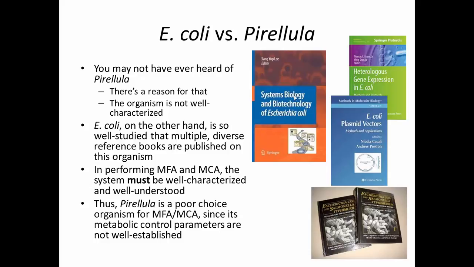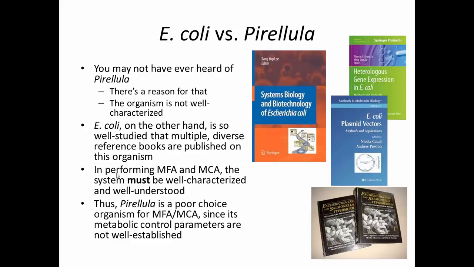But diverse reference books are devoted to, in this case, these black books here are talking about all the different pathways, metabolic pathways, that are present in E. coli. And there are a bunch of books that are published on E. coli, like how to manipulate E. coli, and different manipulations that have been done and will be done in E. coli. So there's a lot of material on E. coli.